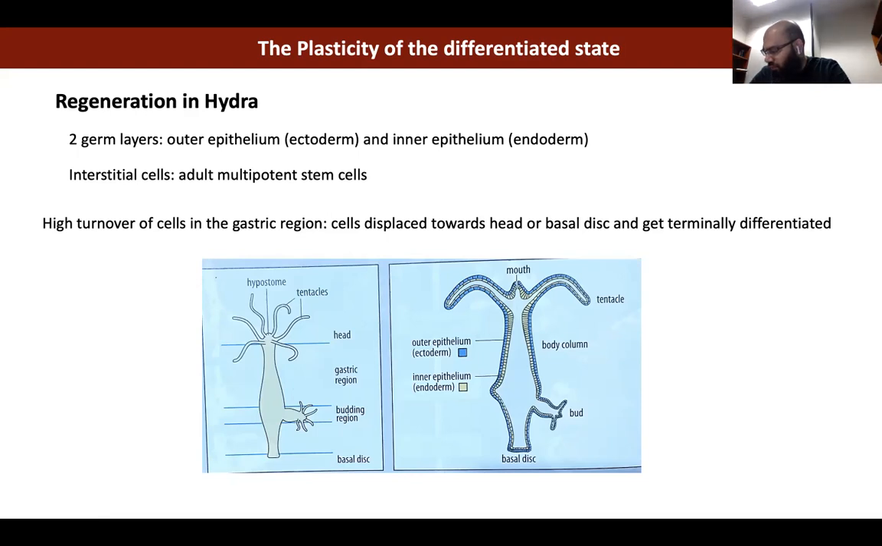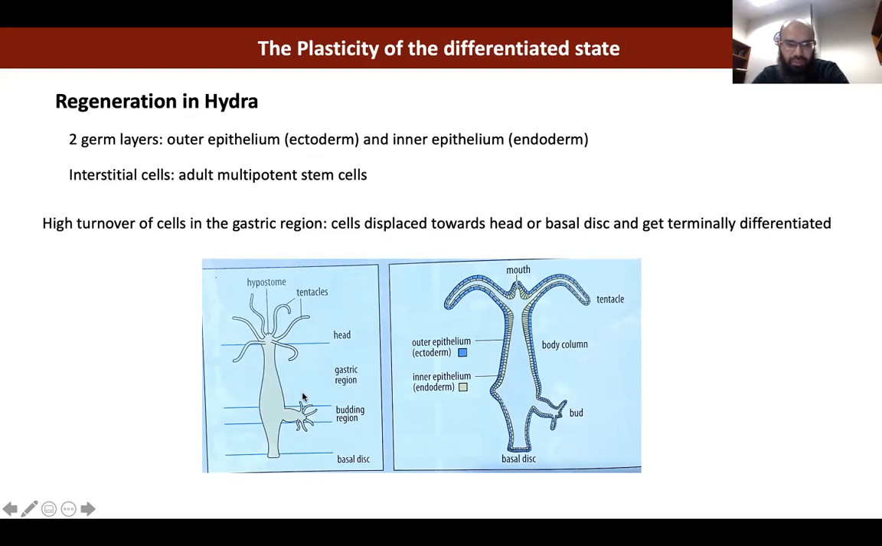So we previously saw that if you cut the hydra in half, then no cell division occurs. But if you cut out, for example, part of its mouth or this hypostome region and patch it on the gastric region, on the side of the body, then these interstitial cells or multipotent stem cells will multiply and grow a new head on the side of this region. So that's the significance of these stem cells.